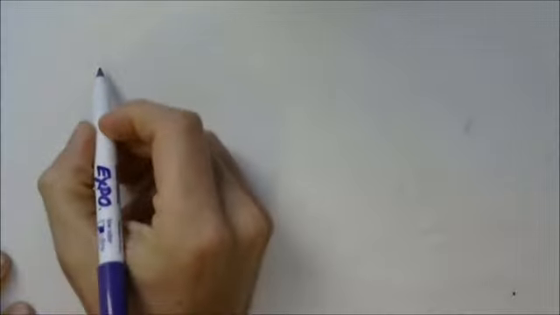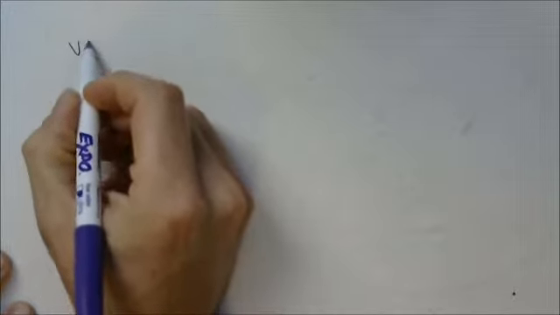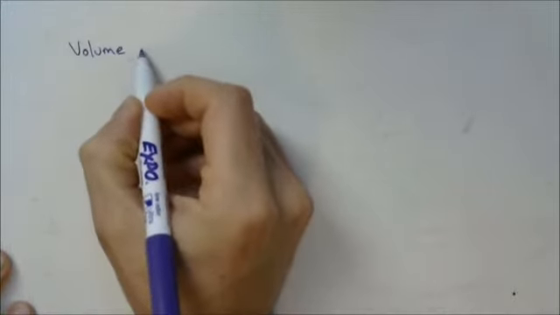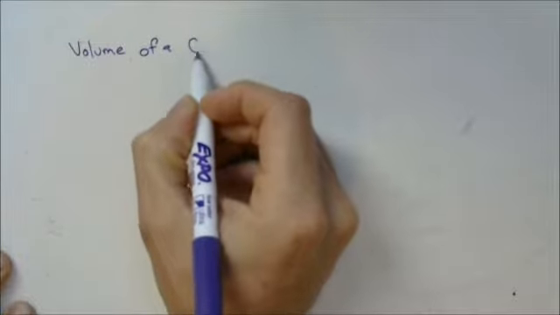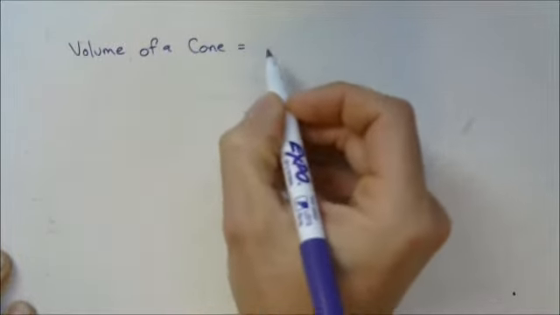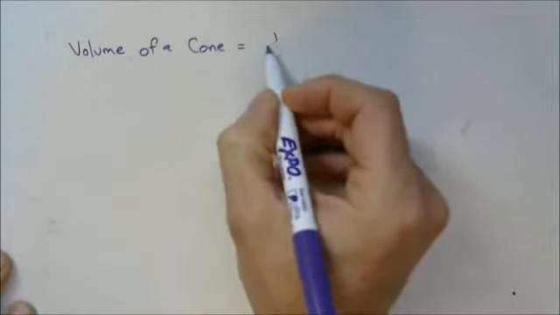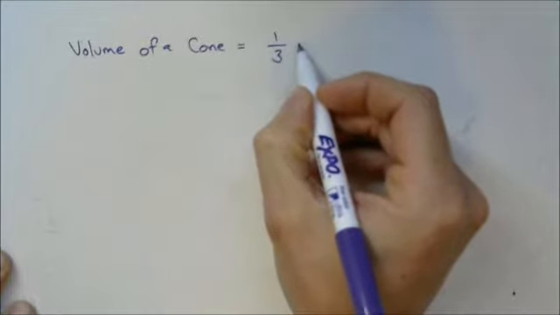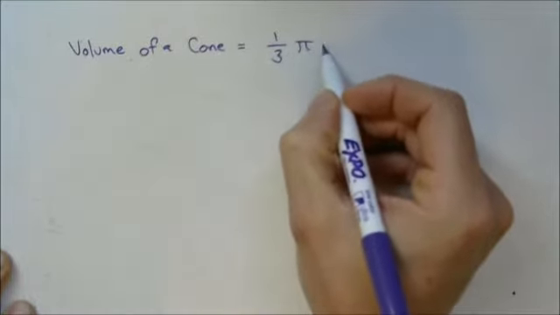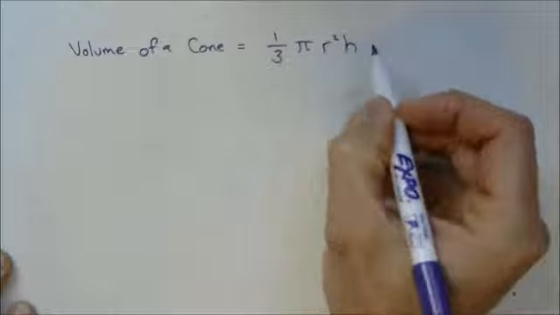8.5, the volume of a cone, and it's more of the same. We just have a different formula to use. At the very top of your page there, you have space to write the formula for the volume of a cone, and it is 1/3 times pi times r squared times height.